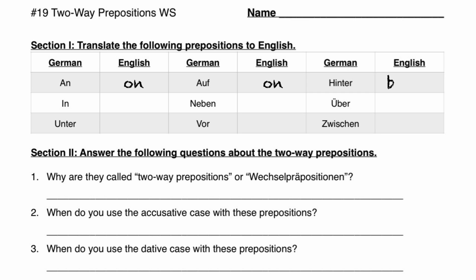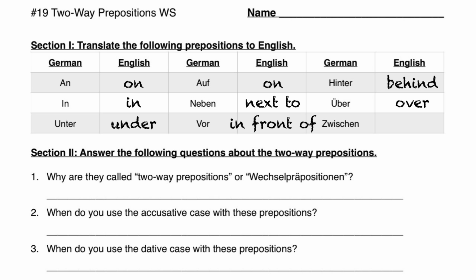Hinter, behind. In means in, surprise. Neben means next to. Über is over. Unter is under. Vor is in front of or before. Zwischen means between. As you can tell, these are prepositions of place, and that is also what one of the other names is for this, and that is prepositions of location. So, an, auf, hinter, in, neben, über, unter, vor, und zwischen.